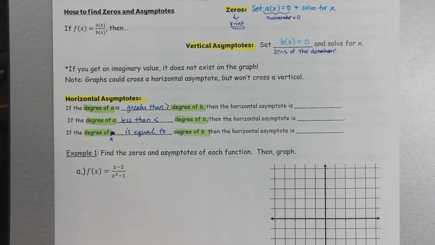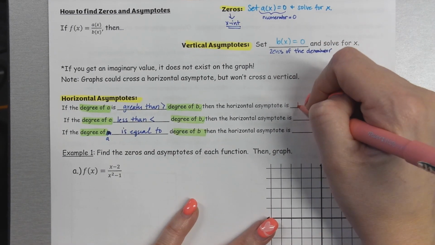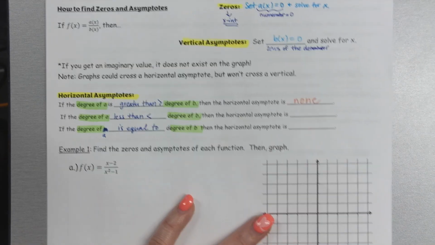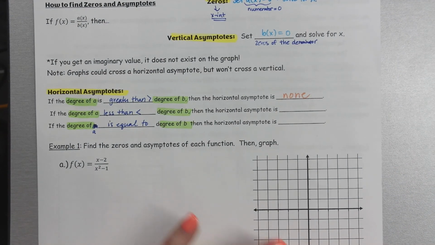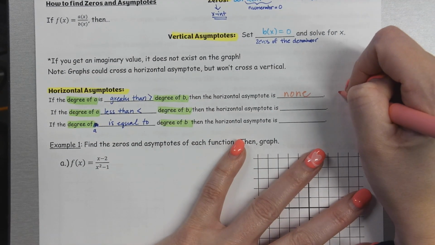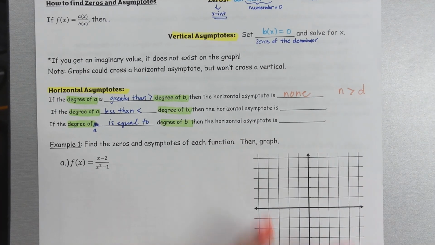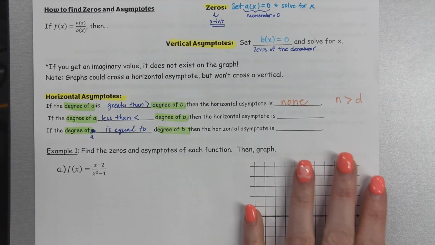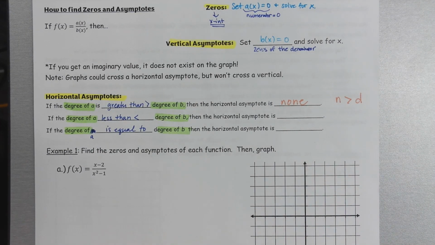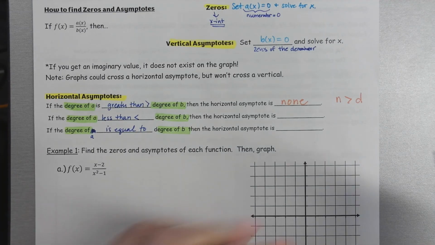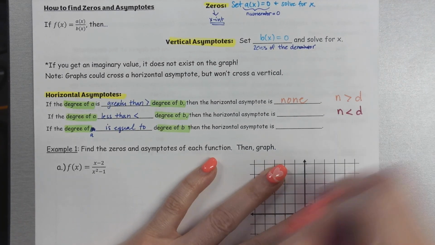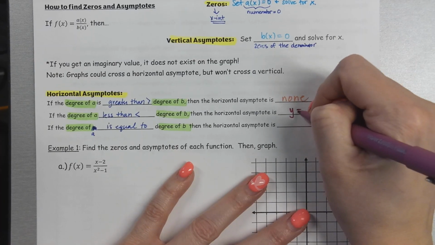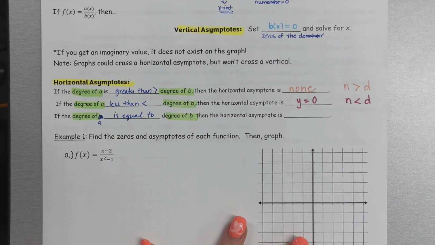If the degree of the numerator is greater than the degree of the denominator, then the horizontal asymptote is non-existent. We're just going to say it is none. And if the degree of the numerator is less than the degree of the denominator, the horizontal asymptote is our good friend, y equals 0.